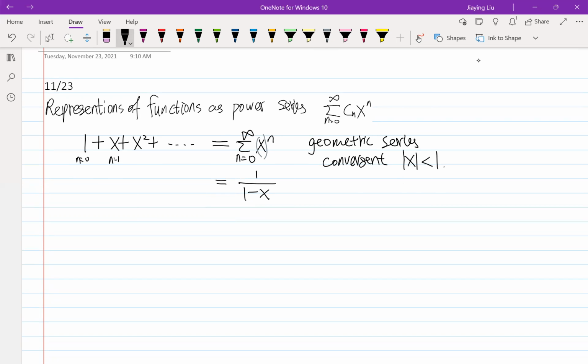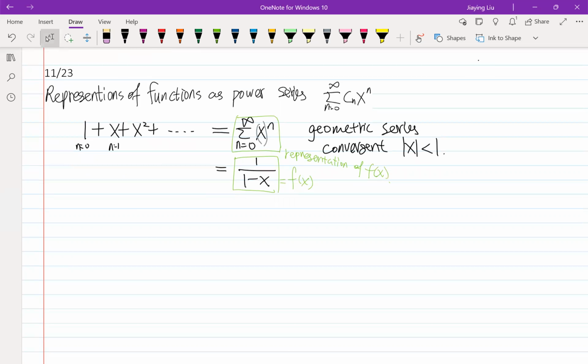Now, how is this going to help us? Well, it helps us because if you think about this as some function of x, then the sigma notation is basically the power series representation of this function. Right, so that's the connection between these two. And then you can set them equal.